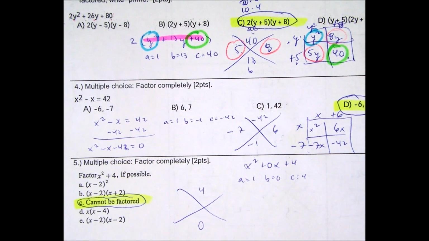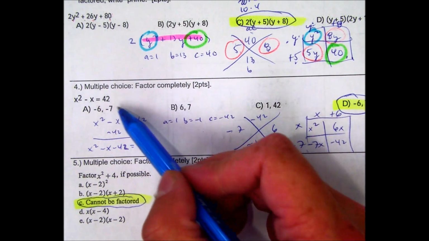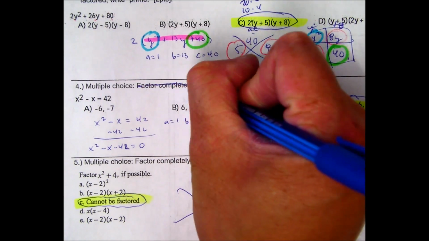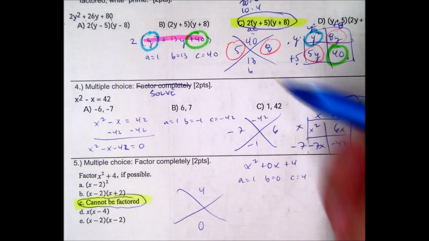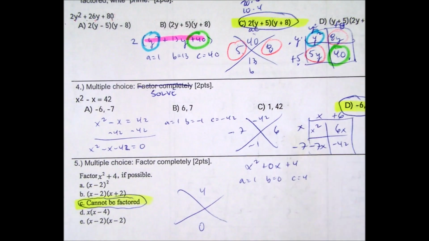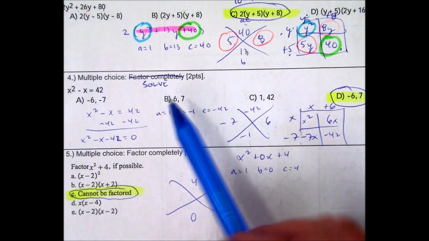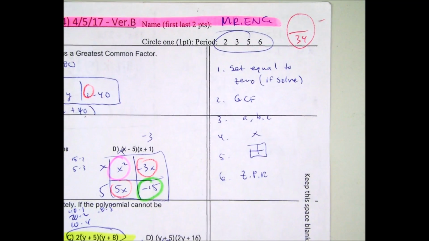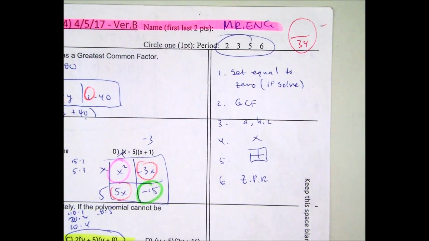Question number 4 says factor completely. X squared minus x equals 42. I did ask you guys to cross off those directions and write the word solve, because here you'll notice that all of your choices don't have any binomials. So if I need to solve, I need to set it equal to 0. Here are some steps. You can pause the video and make sure you have those in your notes.